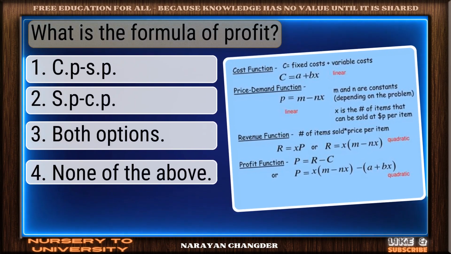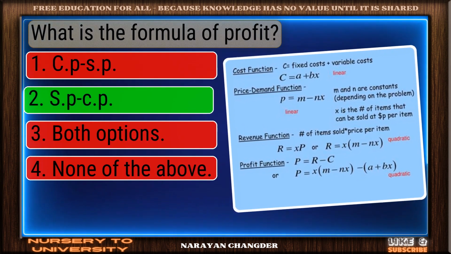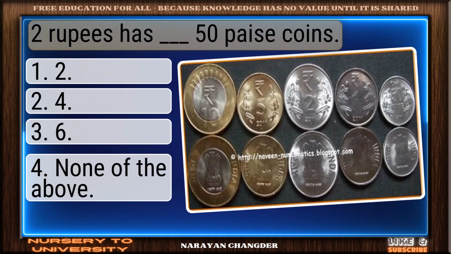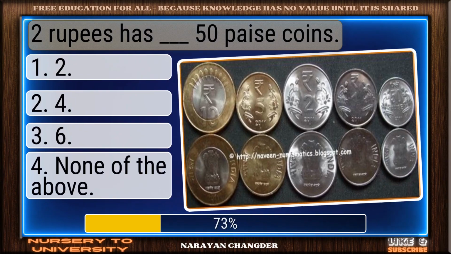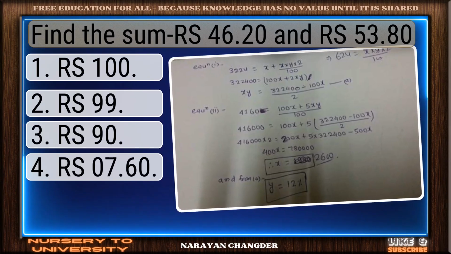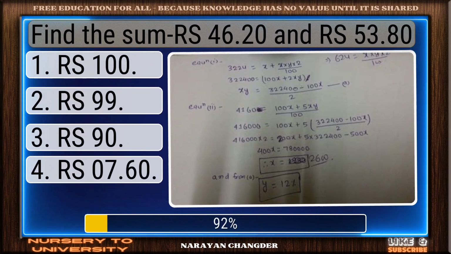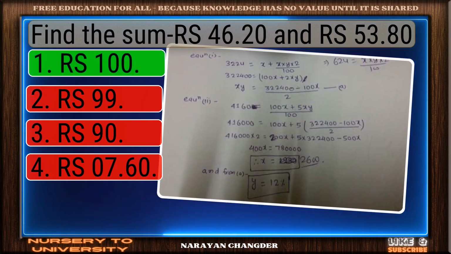What is the formula of profit? Good thinking. SP-CP is the right answer. 2 rupees has dash 50 paise coins. Perfect. 4 is the correct choice. Find the sum 53 50. Strong choice. Rs 100 is the right answer.